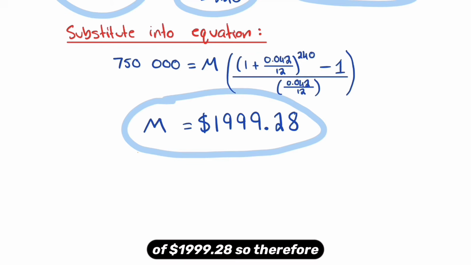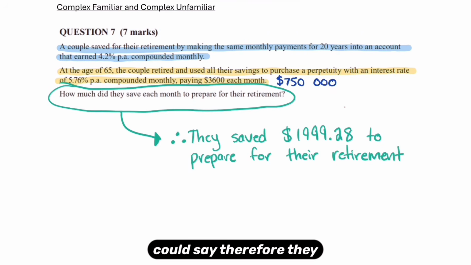So therefore, to answer the question, we could say they saved $1,999.28 each month to prepare for their retirement.